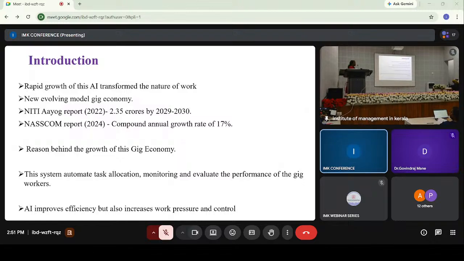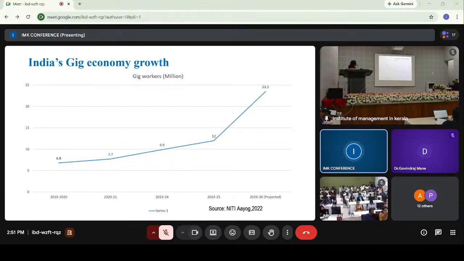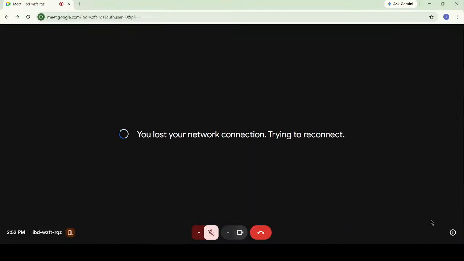But at the same time, there are certain concerns, like work pressures and issues in this gig economy. This is the growth rate: you can see that in 2019-2020 it was 6.8 million, which came to 12 million in the year 24-25, and the projected growth is 23.5 million in the year 29-30, as per the Niti Aayog report. The research gap is that limited research has been conducted on the AI-driven gig economy, especially in Kerala's context, that is in the IT sector. To understand this, we use social exchange theory and techno stress theory.